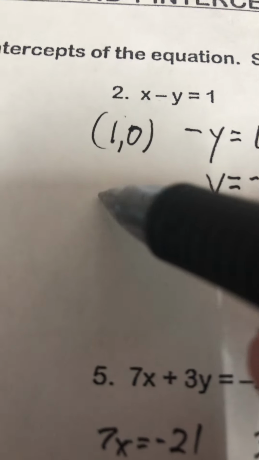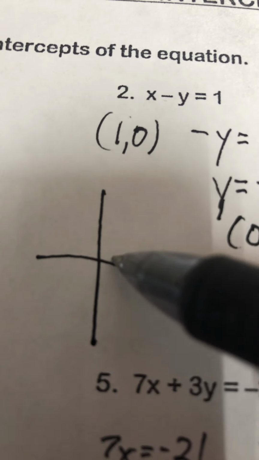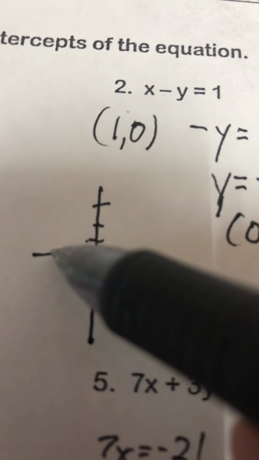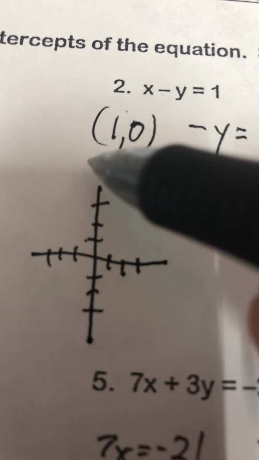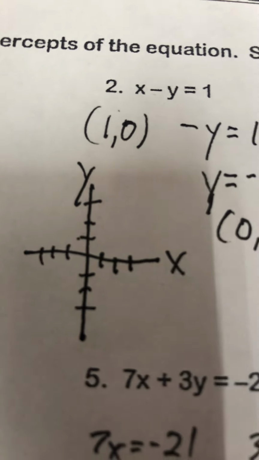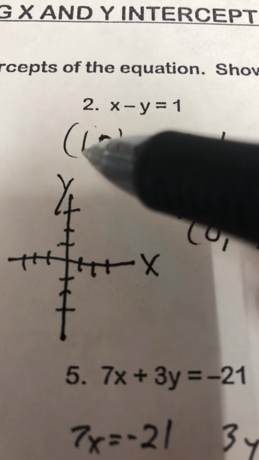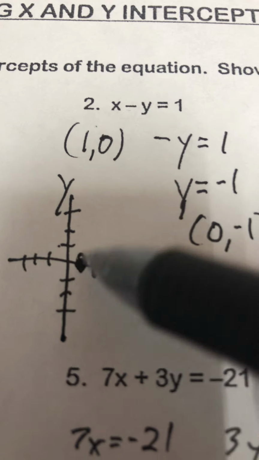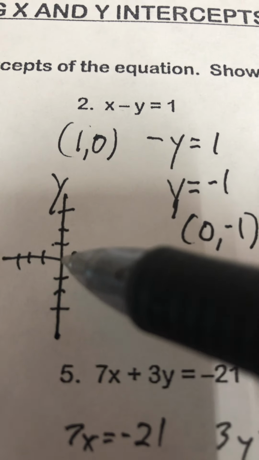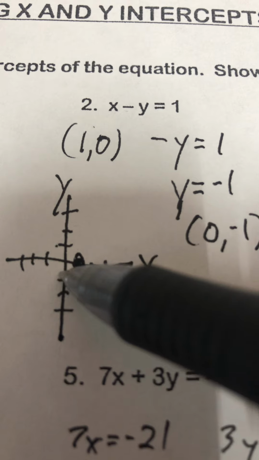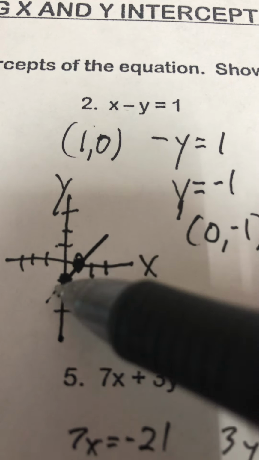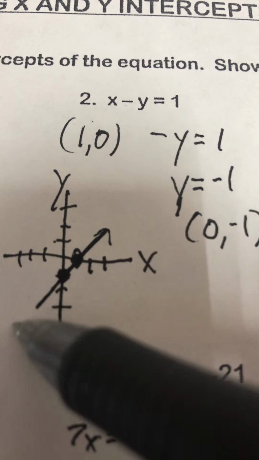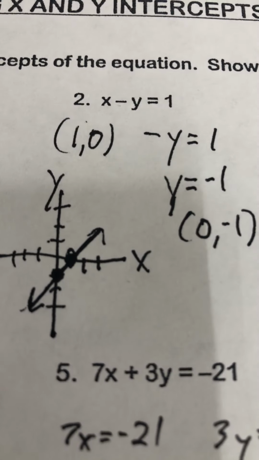If I had a little graph here to explain this a bit more, this is my y-axis, this is my x-axis. So 1, 0 is going to be right here. This is my x-intercept. And 0, negative 1 is right here. So this line I could actually graph. This equation is going to look like this. Okay? So that's what all this means.